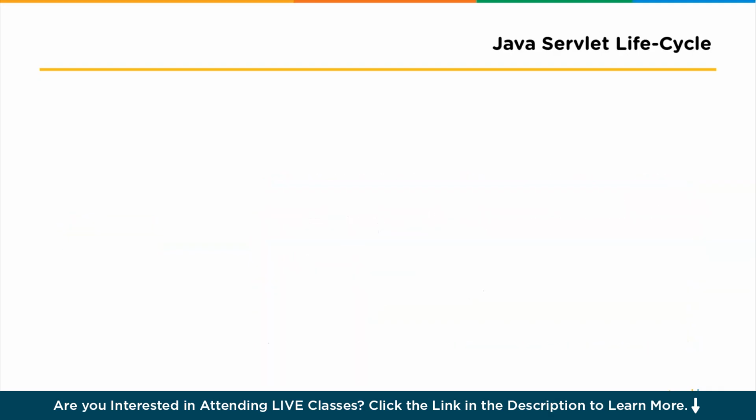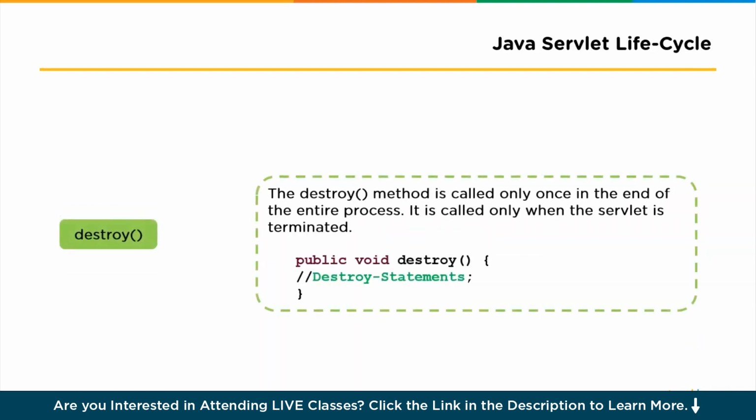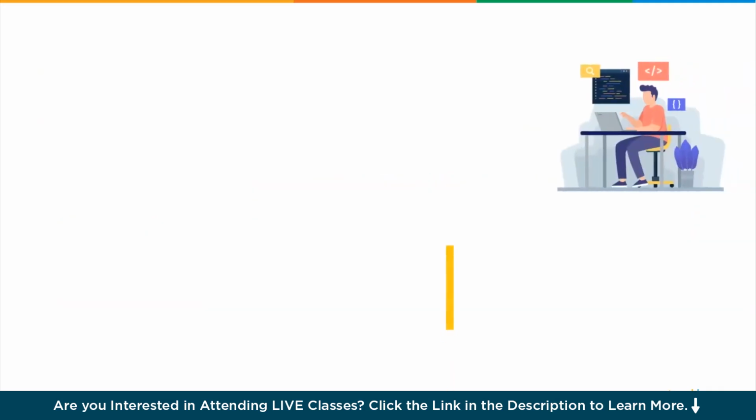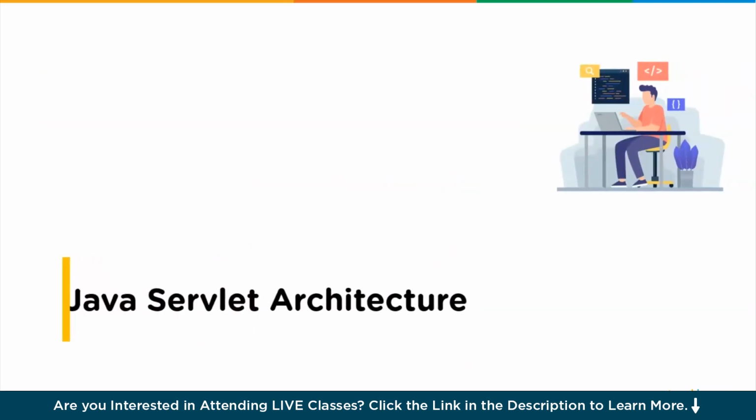And finally we arrive at the last method, which is the destroy method. The destroy method is called only once at the end of the life cycle of a servlet. This method gives your servlet a chance to close database connections, halt background threads, write cookie lists or hit counts to the disk, and perform other such cleanup activities. So with this we finish up the life cycle of a servlet. Now we shall understand its architecture.